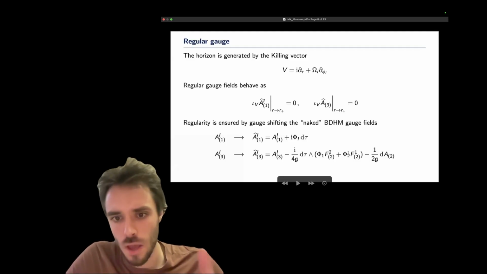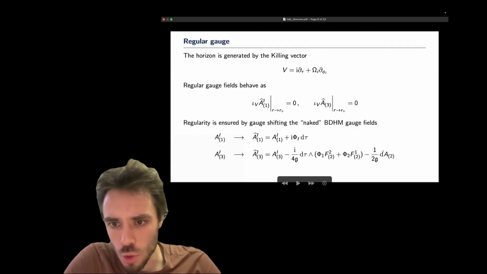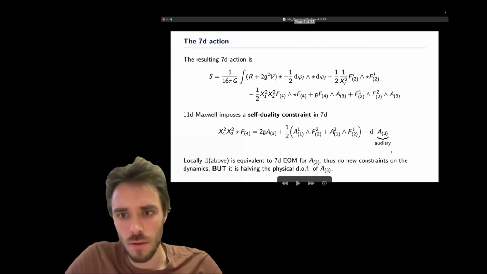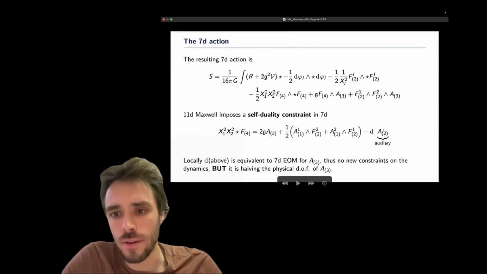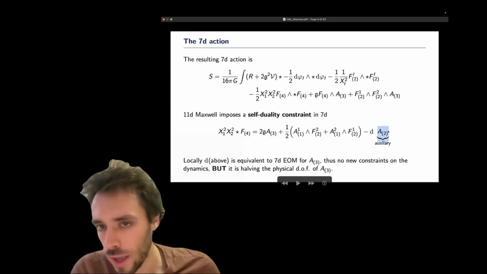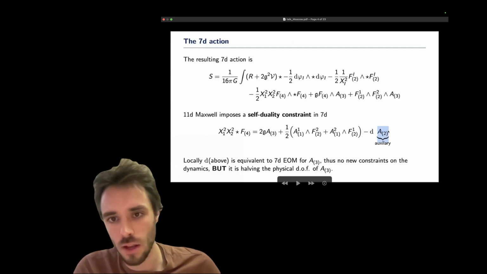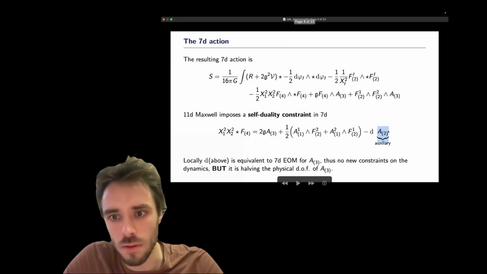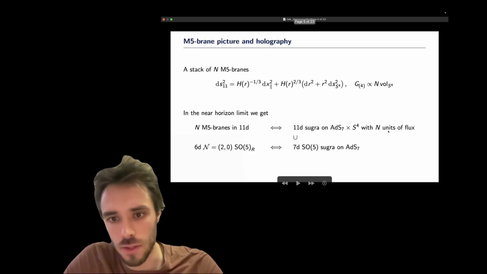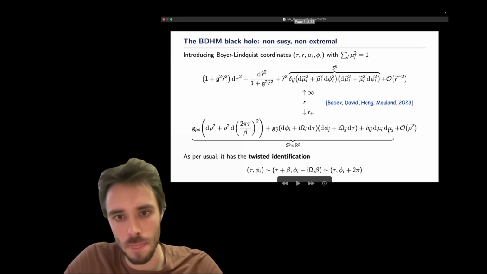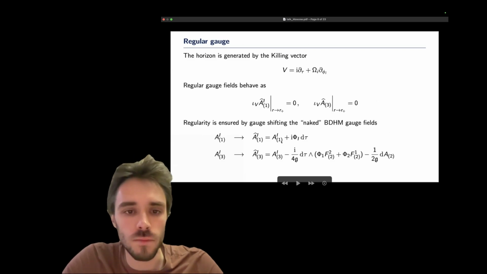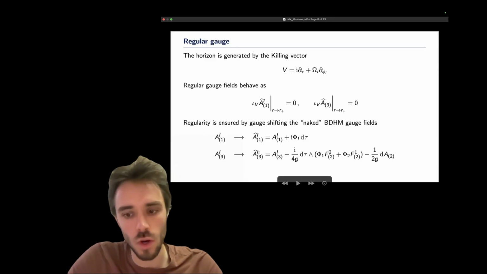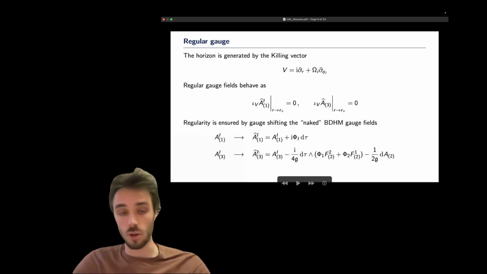This A2, I'm not sure if I explained carefully. Let me return here. This A2 is an auxiliary field. It does not have a kinetic term, it's pretty much irrelevant for our story, but it's important for the complete description of the 7D supergravity. So these are my now good gauge fields to work with, and those are the ones that we're going to be using.